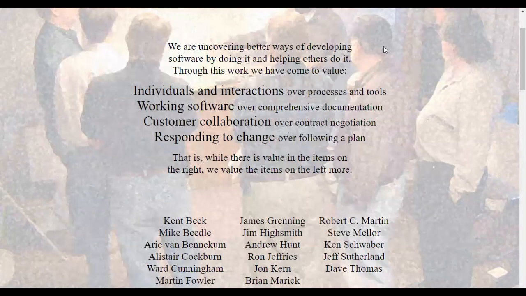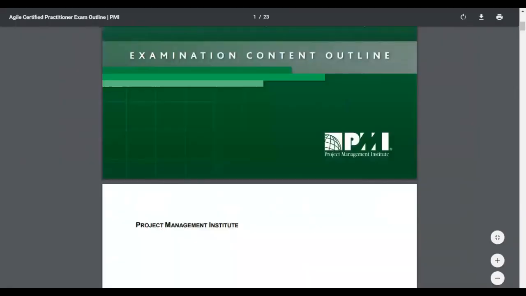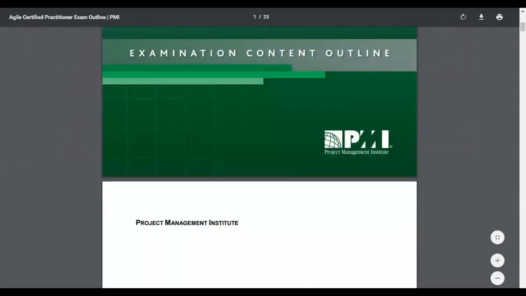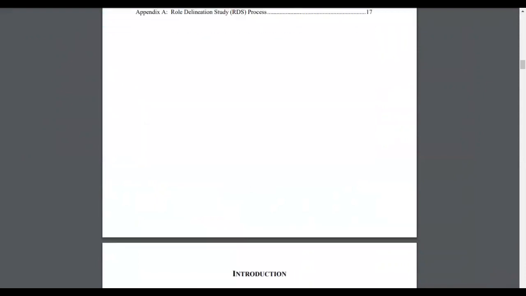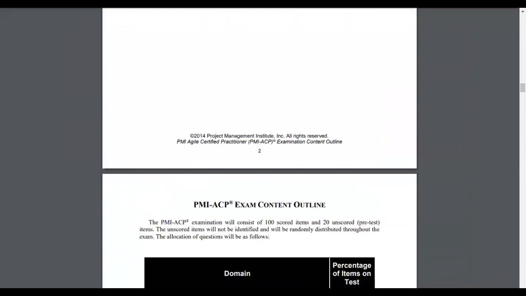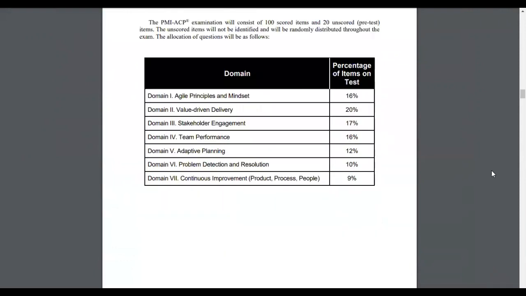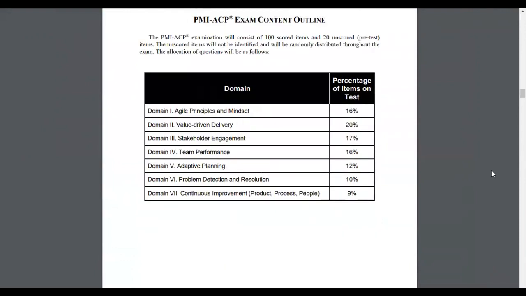All right, the next document that we're going to look at here, the PMI-ACP content outline, is pretty much the blueprint on which the exam is developed. And every PMI exam has one of these. If you're getting ready for this exam, I recommend that you read it. So this first section is similar to what we've seen before. By the way, you can get the document, just Google PMI-ACP examination content outline. It should come up with the PDF that I just showed you.